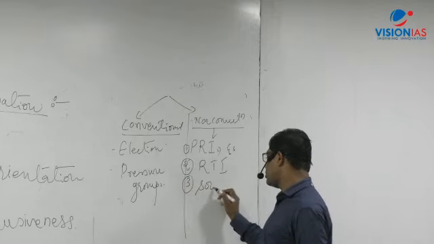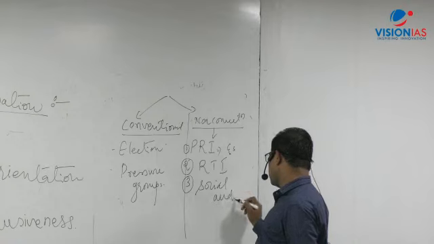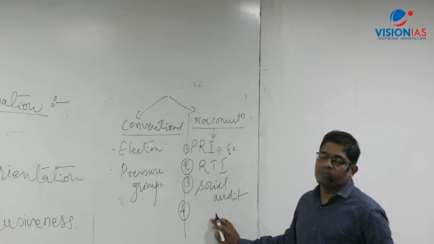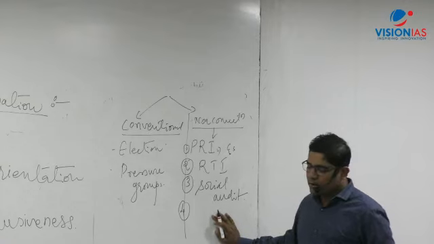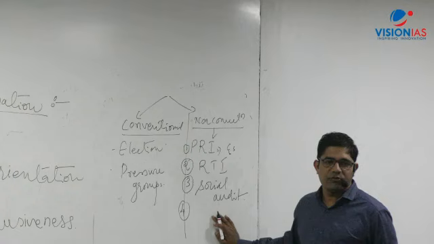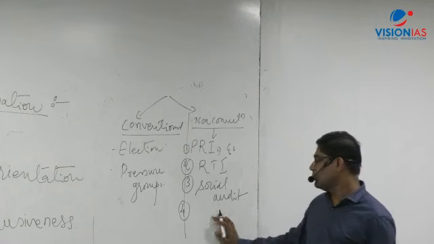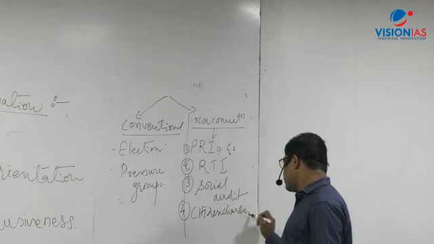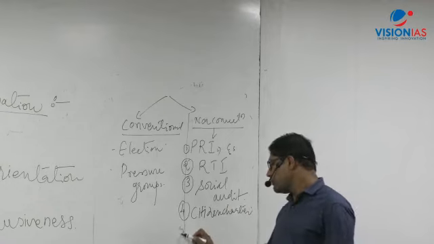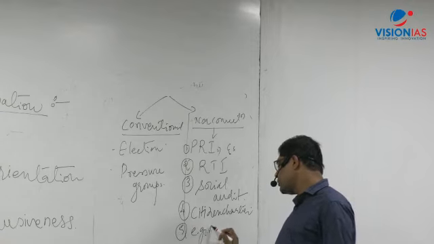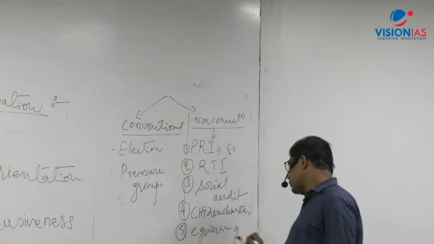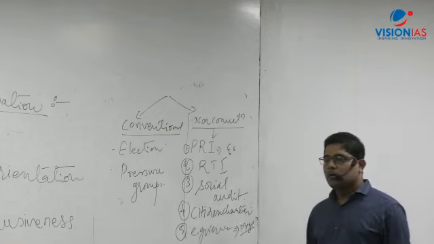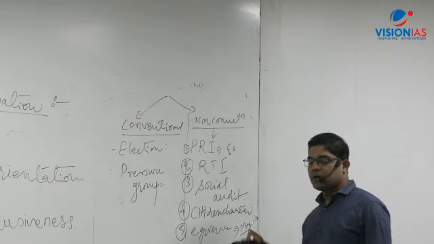Third is social audit. What is social audit? People themselves are auditing the things. We'll discuss it again, for example in MGNREGA, where the beneficiaries themselves are auditing the accounts. Next is citizen charter. Next, e-governance, particularly through, for example, mygov.in. I have given the e-governance example; there are many apps and so on.